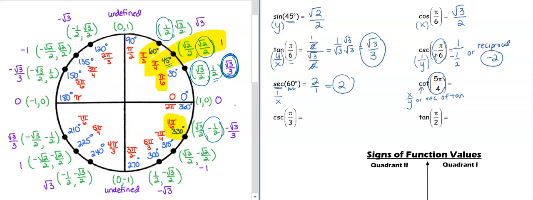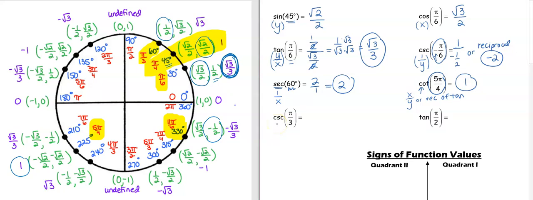I go around my unit circle. We should be getting to the point where our unit circle is becoming familiar. We're going to keep on making our unit circle over and over again. But I find 5 pi over 4. That's the location. Cotangent is telling me that I want the reciprocal of tangent. Well, reciprocal of 1 is just 1. That was kind of an easy one.